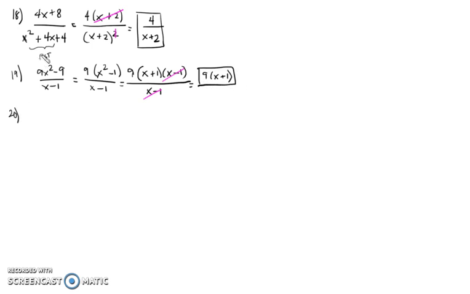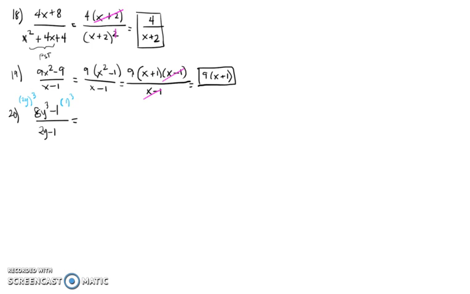Okay, so number 20, we have (8y cubed minus 1) all over (2y minus 1). Let's focus on the numerator, 8y cubed minus 1. My initial reaction in this one is that this is a difference of two cubes. So 8y cubed can be rewritten as the quantity 2y, cubed, and 1 can be written as 1 cubed.